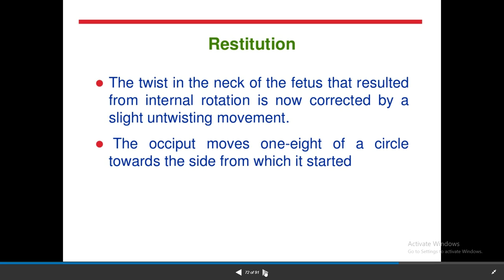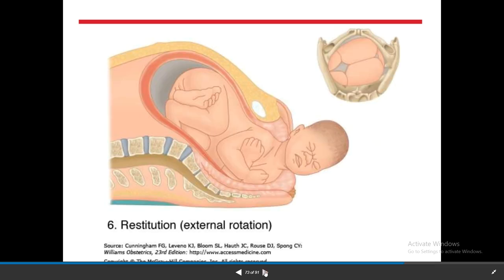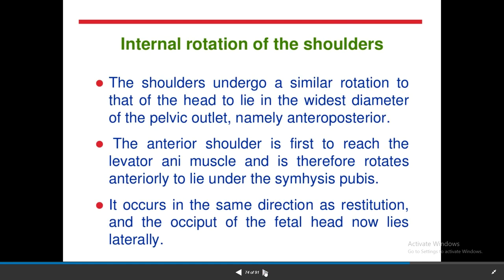Restitution. The twist in the neck of the fetus that resulted from internal rotation is now corrected by a slight untwisting movement. The occiput moves 1/8 of a circle towards the side from which it started. Restitution, that is the external rotation.